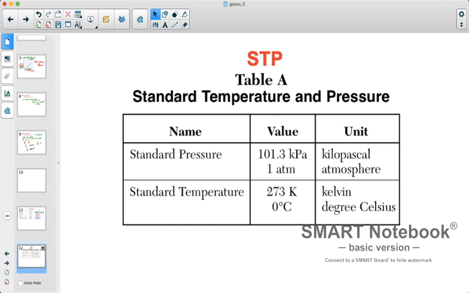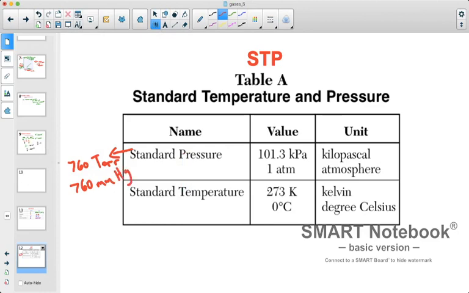Now, unfortunately for you, the standard pressure, they only give you two of the units. So these are the most common, 101.3 kilopascals, 1 atm. Perfectly fine. But you should remember in the back of your head that standard pressure could also mean 760 torr or 760 millimeters of mercury.